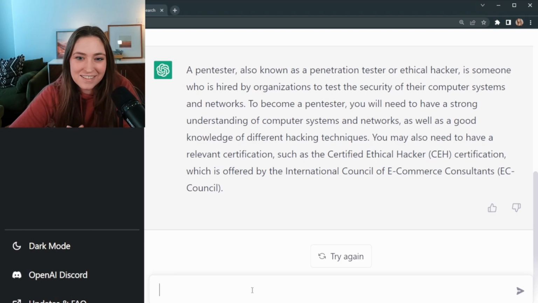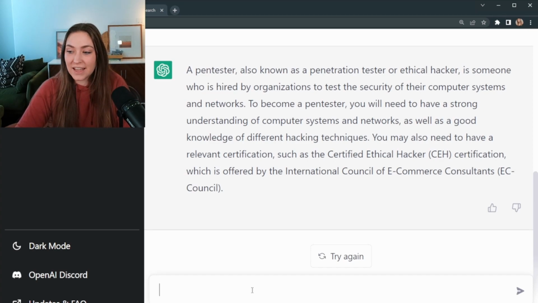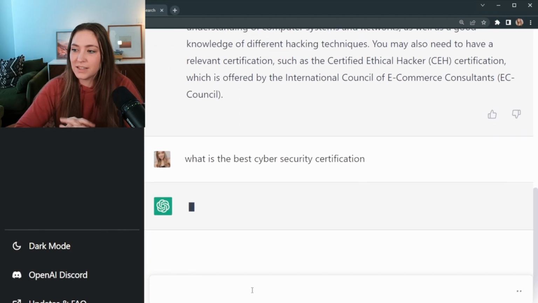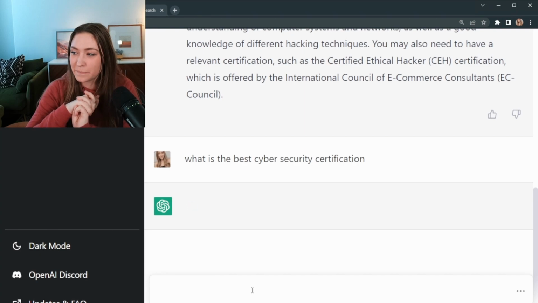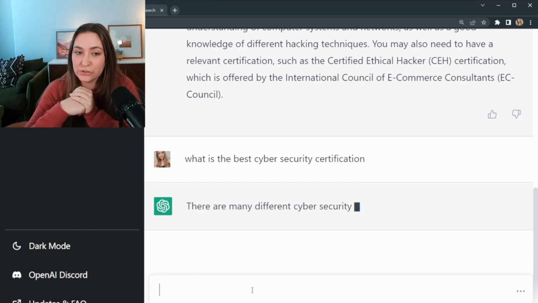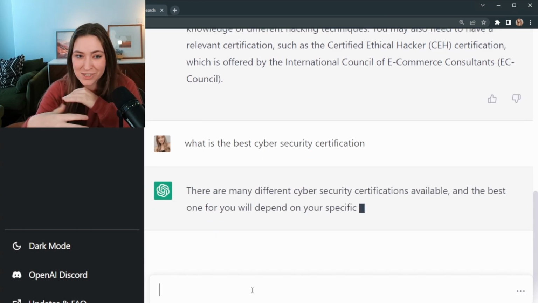Interesting that EC-Council and the Certified Ethical Hacker certification got a shout out. Let's just ask it, what is the best cybersecurity certification? If it has an opinion on this or not, that'll be interesting. I also want to ask it about some protocols. I want to see if it can give us information related to hacking, more specifics.